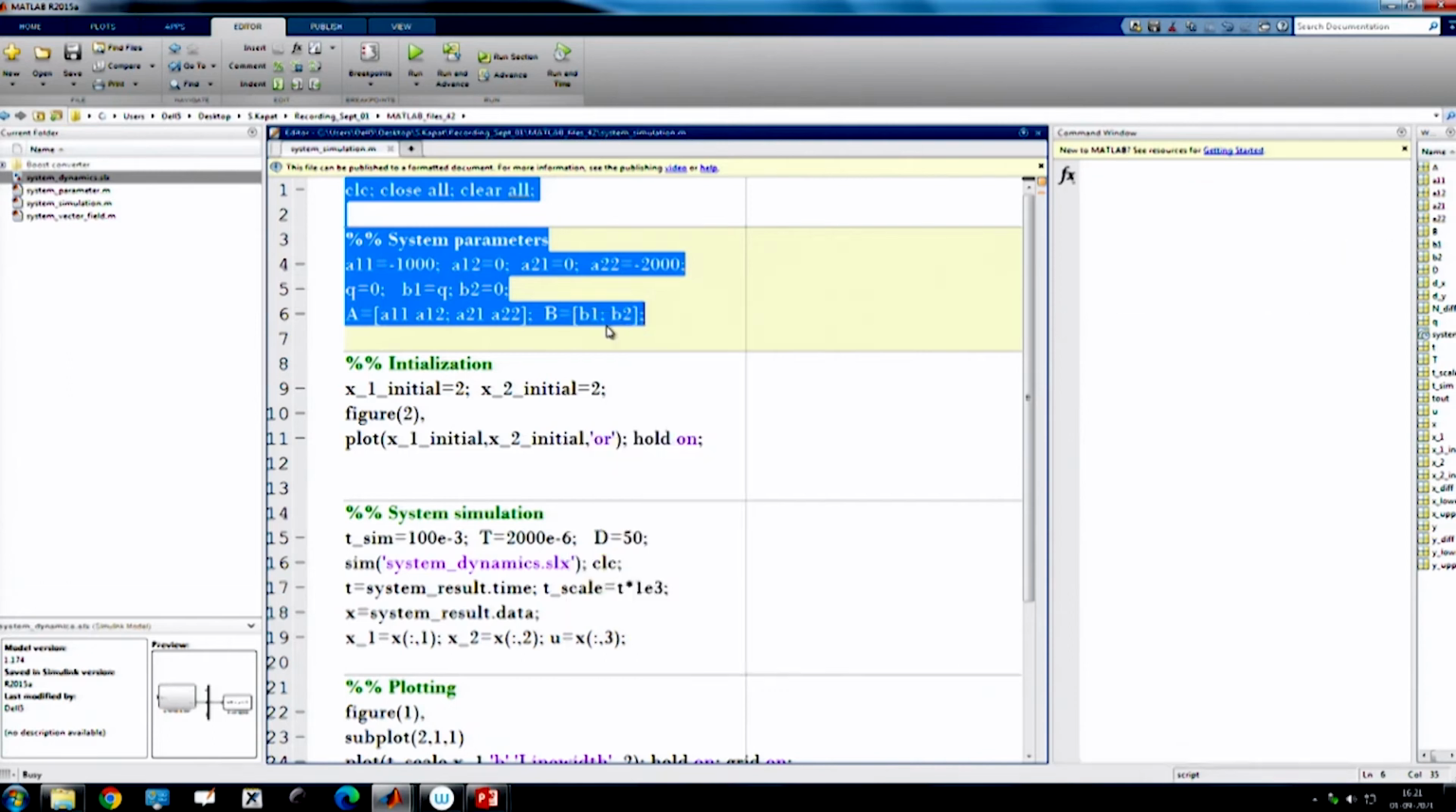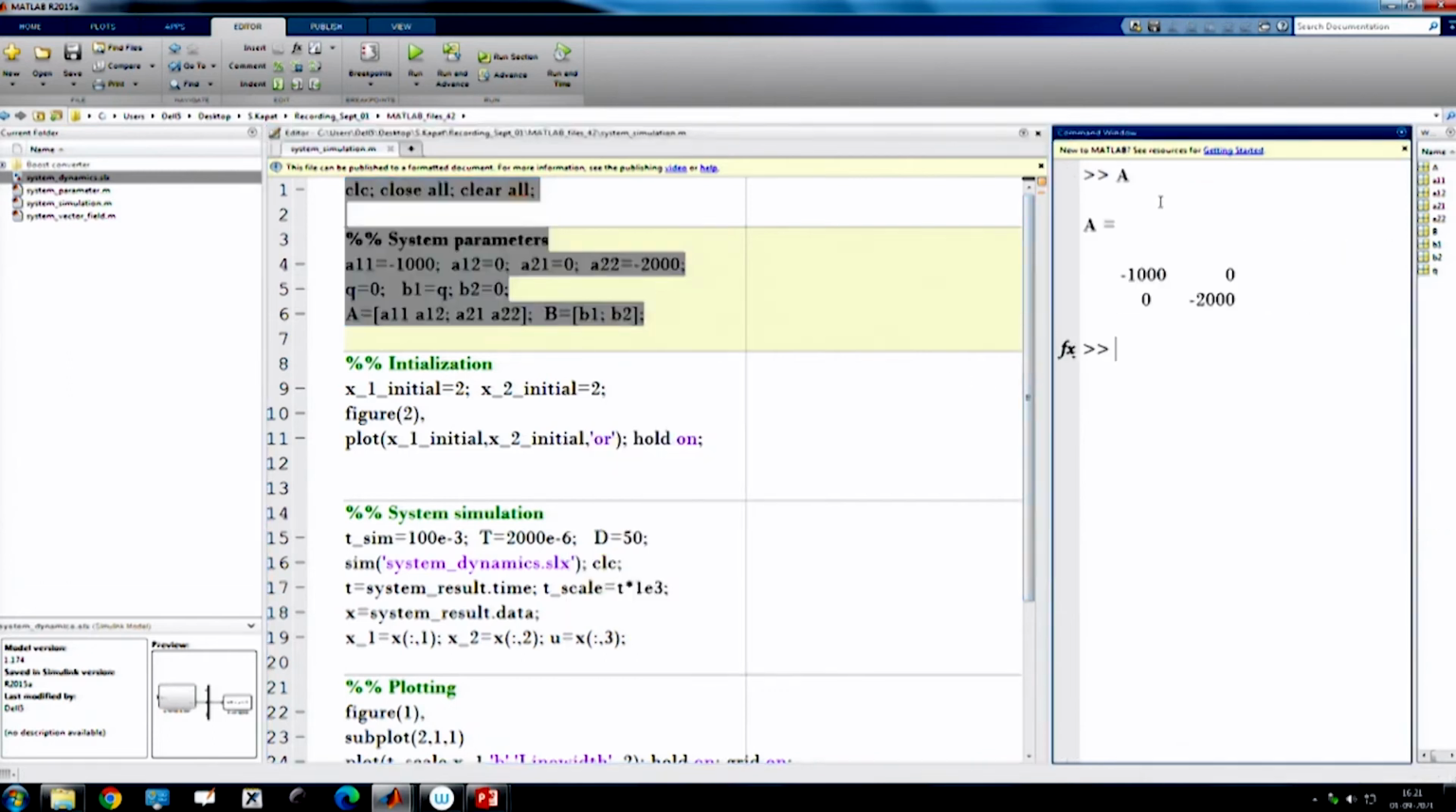So, I am running and I am finding what is my A matrix. So, A matrix I have taken minus 1000, minus 2000. So, that means it is like a two decoupled system, and you can check what is my B matrix. So, B matrix 0 0. So, there is no input effect. So, we can imagine that A matrix has two diagonal terms, one minus 1000, another minus 2000. So, minus 1000 you can think of as A1, and minus 2000 like A2. So, A1, A2 both are negative. So, it is stable.